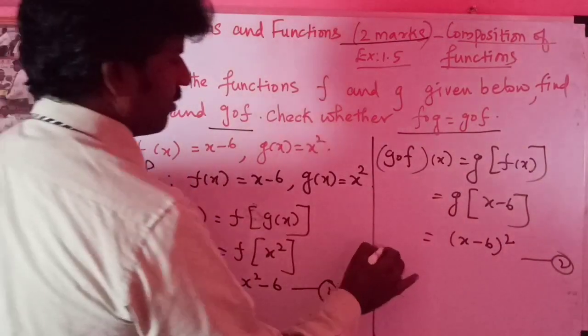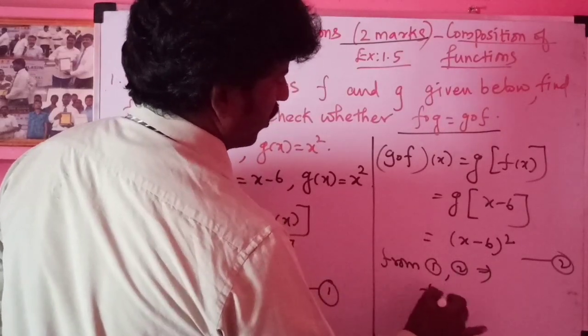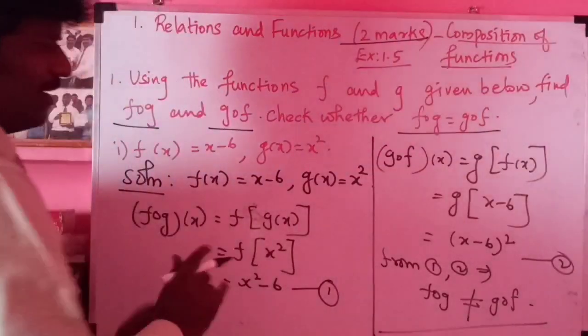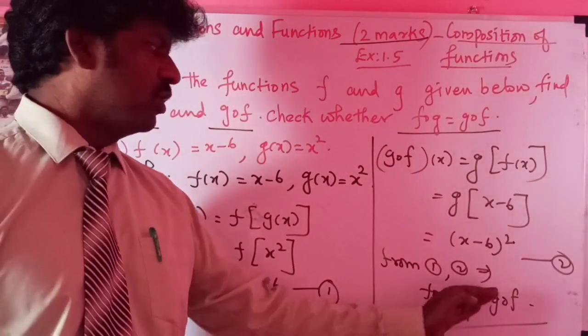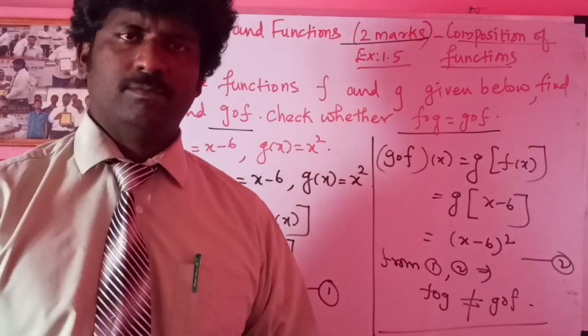So from the equation 1 and 2 implies the f dot g not equal to g dot f. Both are not equal, okay? So what did we check? f dot g not equal to g dot f. Understood? Now let us see the next problem.